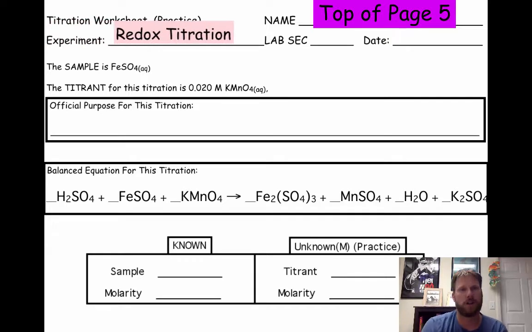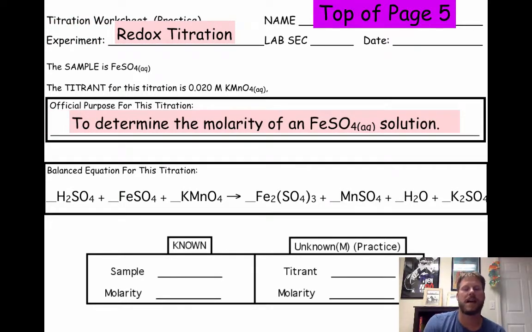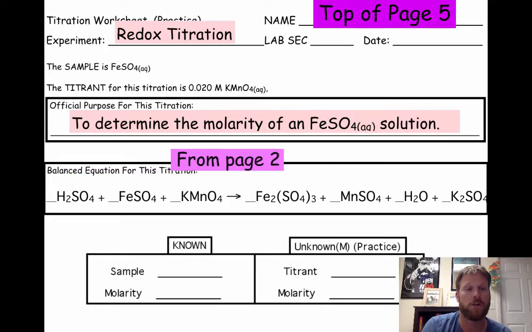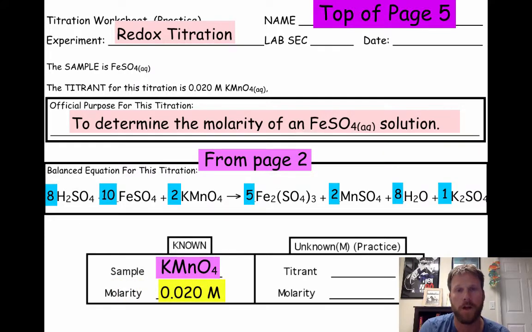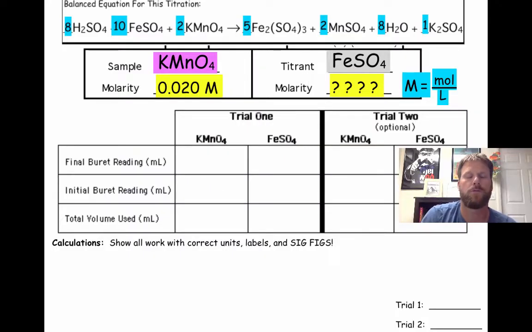The purpose of the titration is to determine the concentration or standardize a solution of FeSO4. We're going to use the balanced equation that we just came up with to help us determine the concentration. We are going to know the concentration of the KMnO4. In the practice titration, it will be 0.020 molar. We are trying to determine the concentration of iron sulfate, so we do not know the molarity of the iron sulfate. When we perform this titration to the endpoint, we will have data that we can use to determine the concentration or the molarity of FeSO4.